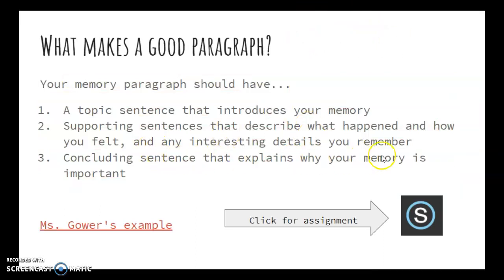Now, on yours, you are not going to highlight the way I did, but I just wanted to show you that I have a topic sentence, I have supporting sentences, and I have a concluding sentence.